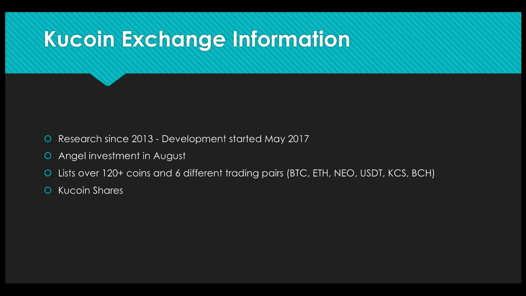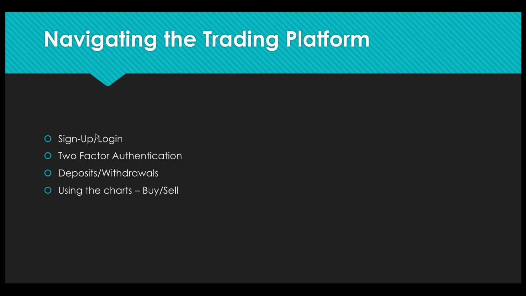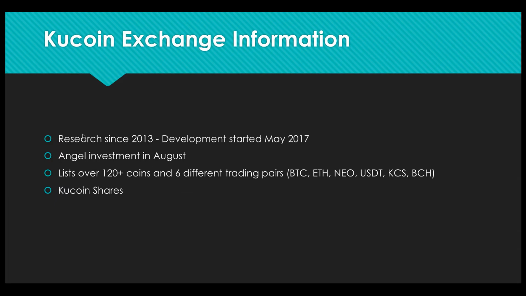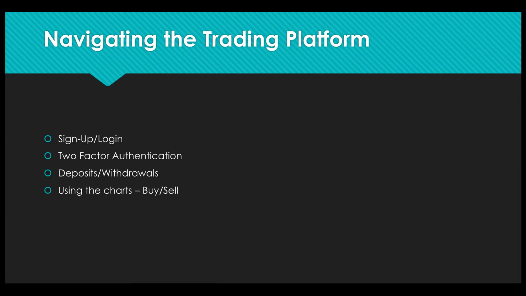Those pairs include Bitcoin. You can trade against Ethereum, NEO, Tether. Also, you can trade against their native currency, Kucoin shares, as well as Bcash. And the good thing about Kucoin shares is that, much like Binance, which has its own token, you use it to pay fees. So there is an incentive to have Kucoin shares, which can bode well in the future for the coin as a whole. So going forward, we want to look at navigating the trading platform.